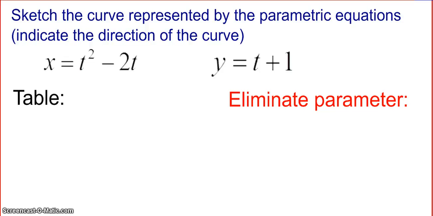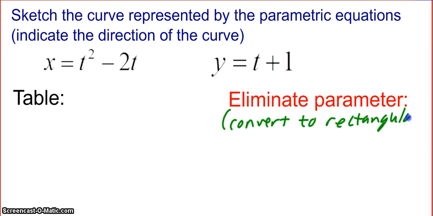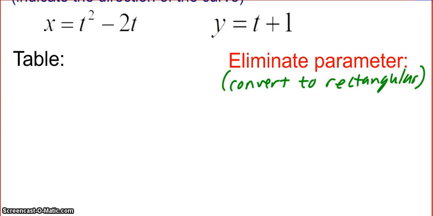Alright, so now let's get into sketching the curve represented by the parametric equations, and we want to indicate the direction of the curve. There's two main ways to do this. One way is to eliminate the parameter. Eliminate the parameter. This is a fancy way of saying convert to rectangular. So it's converting the parametric equations into a single rectangular equation. The easiest way to do this is to take one of the equations and eliminate the parameter.